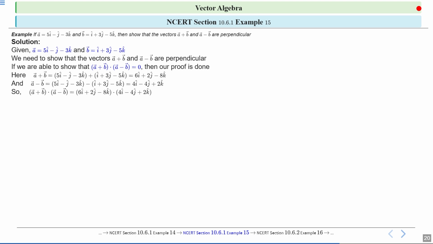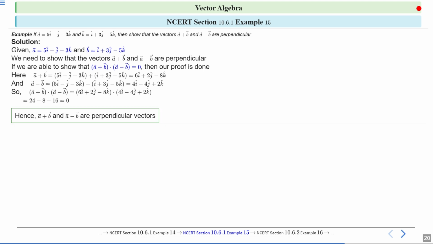So finally, (A vector plus B vector) dot (A vector minus B vector) will be equal to (6 i cap plus 2 j cap minus 8 k cap) dot (4 i cap minus 4 j cap plus 2 k cap), right? Which will be equal to 24 minus 8 minus 16, which is equal to 0, right? Hence we can say that A vector plus B vector and A vector minus B vector are basically perpendicular, right?